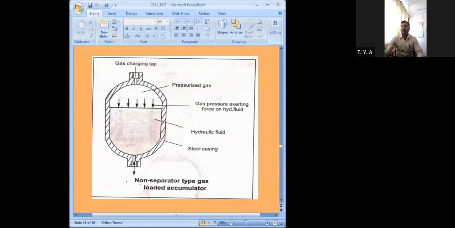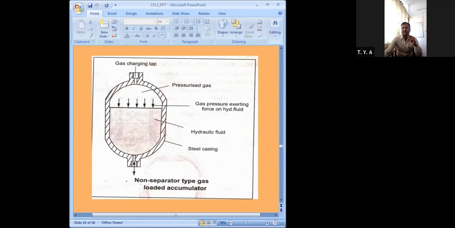So this is a non-separator type gas loaded accumulator. This figure shows the diagram of the non-separator gas loaded accumulator, which is used in many hydraulic circuits and many industrial applications. It consists of a fully enclosed cell. You can see we have this fully enclosed cell.